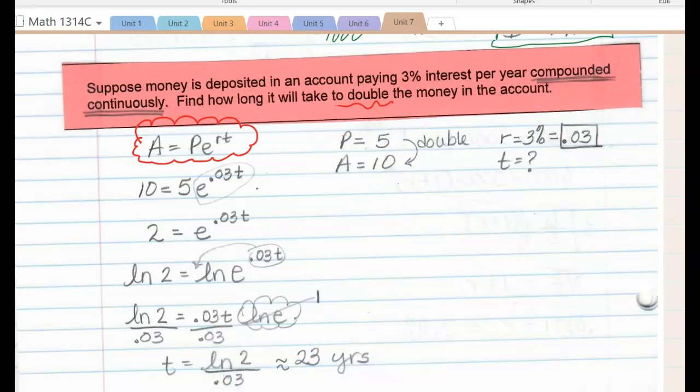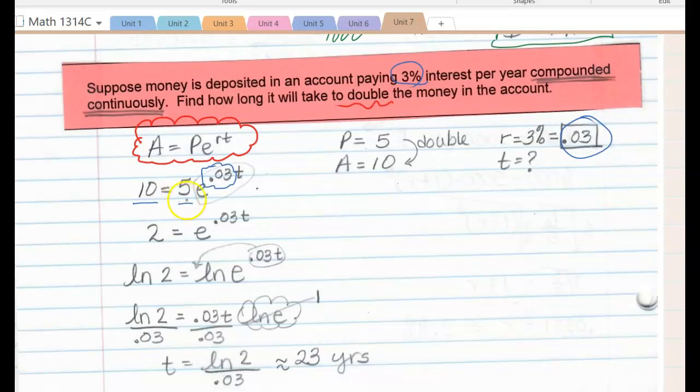Now that we know the value for A and P, I input those, so that's where I get my 10 is equal to 5 times e. I need r. r is my interest rate. They told me that that was 3%. Remember, we're going to put it in decimal form. That's how we got the 0.03. And then t is what we're looking for because we want to know how long it takes to double it.